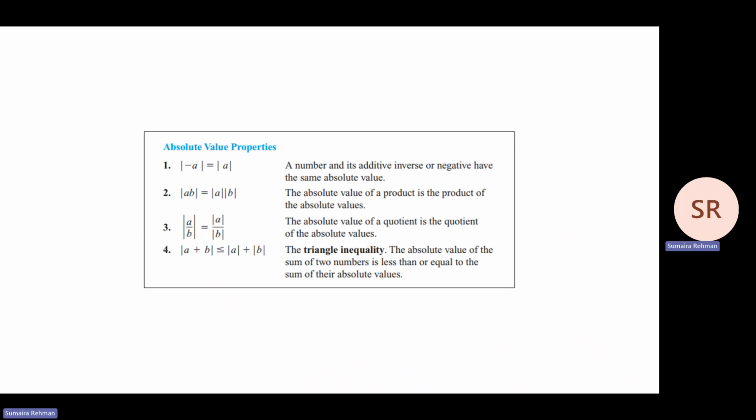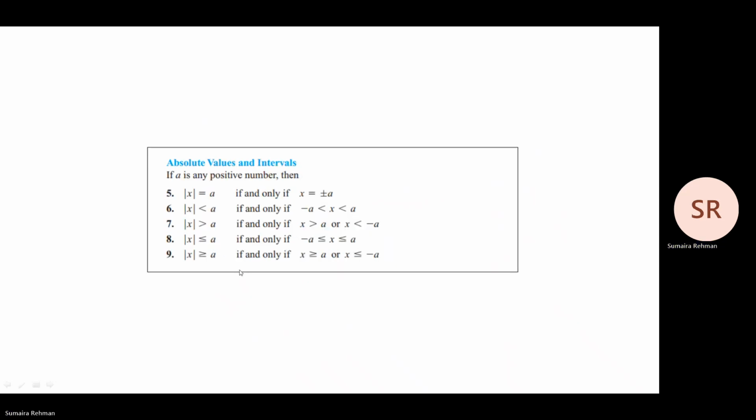Here we have absolute value properties. So you have to keep in mind all these properties. Now here we have absolute values and intervals. So if you have an absolute value problem, how will you solve those problems?